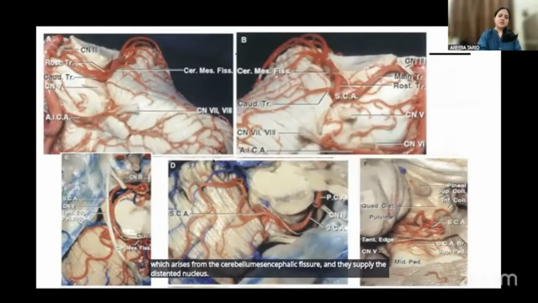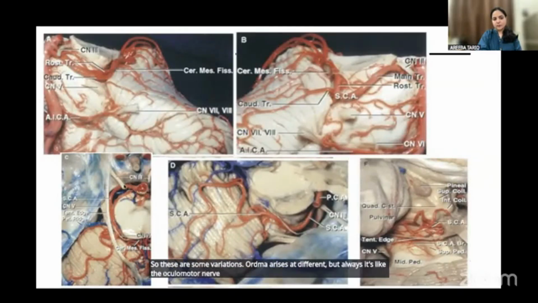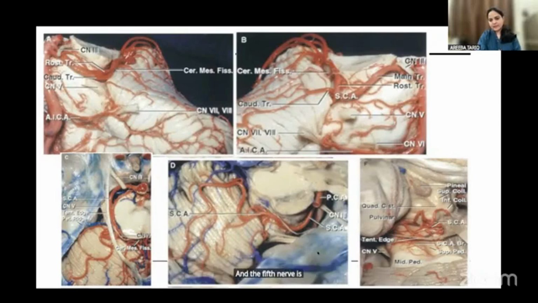Some further dissection showing variations, how it can arise as a single trunk and bifurcate laterally, or it may arise as a main trunk and never bifurcate. So these are some variations, or it may arise at a different trunk, but always the oculomotor nerve and trochlear nerve are above the SCA, and the 5th nerve is below the SCA.